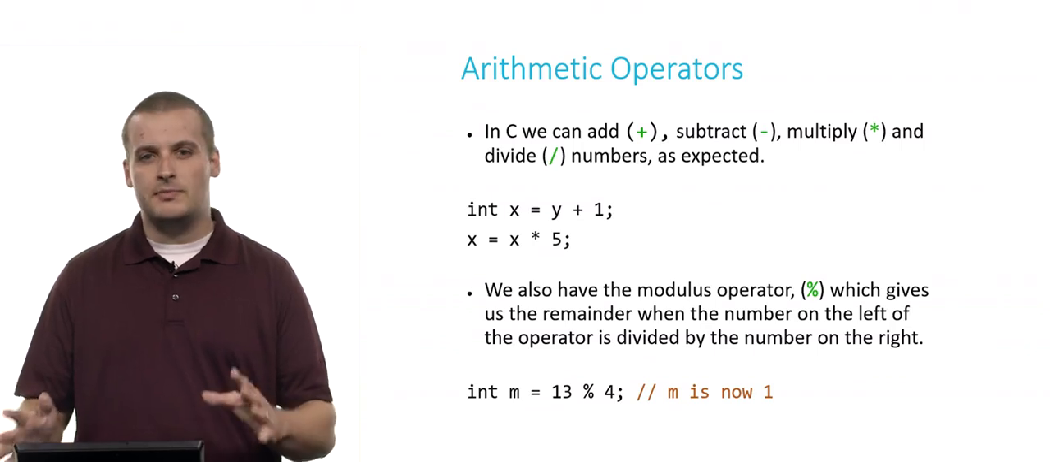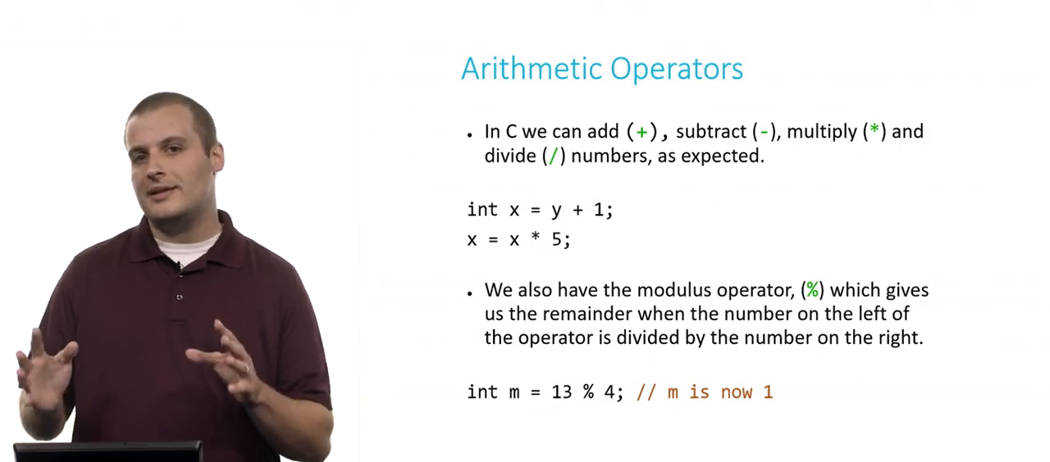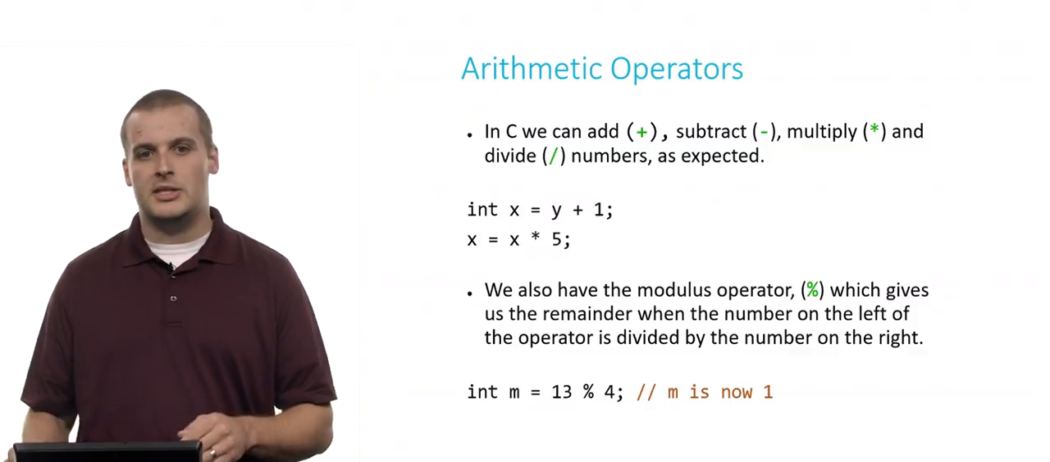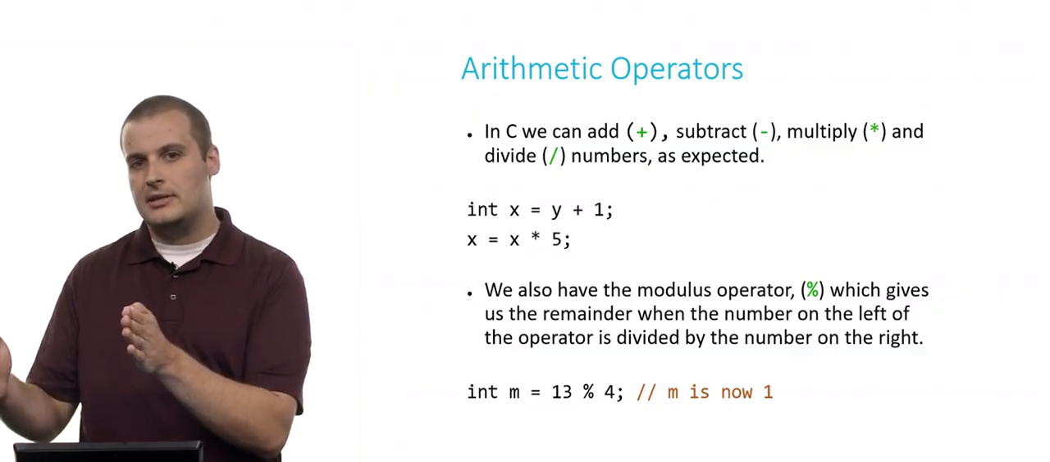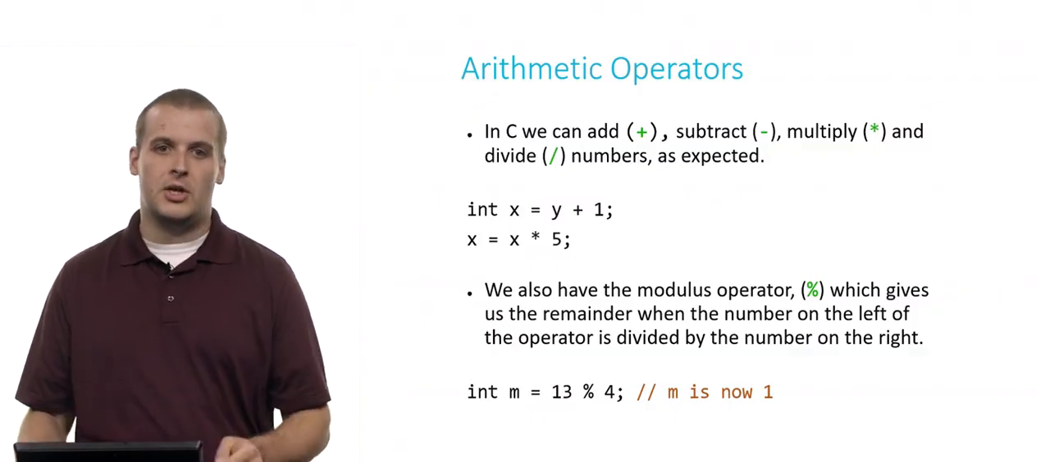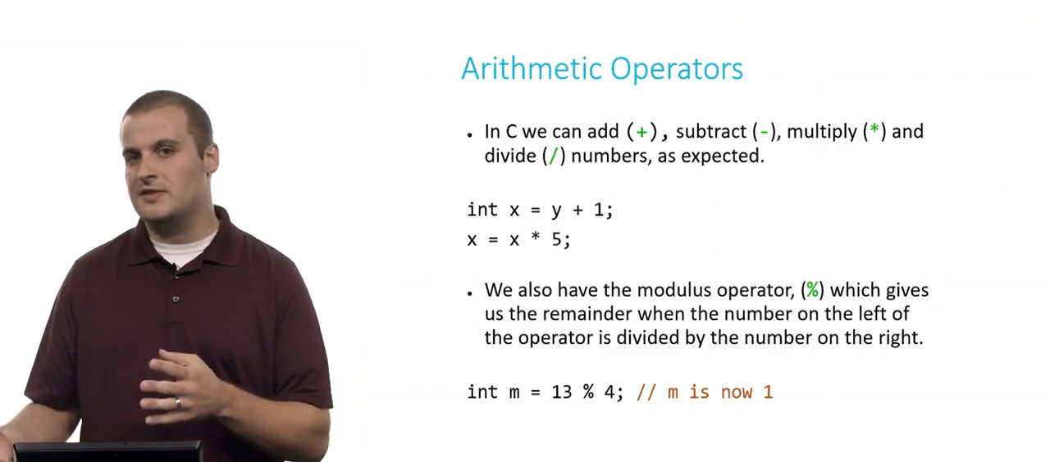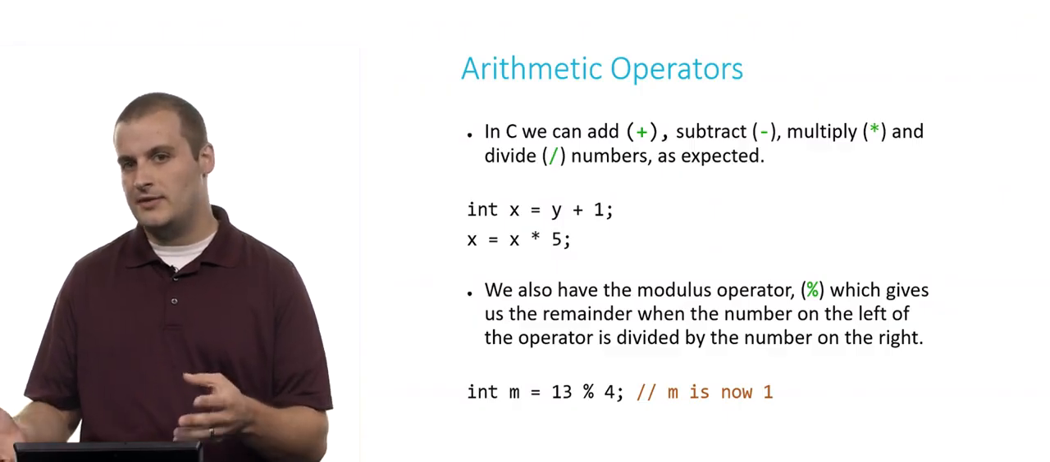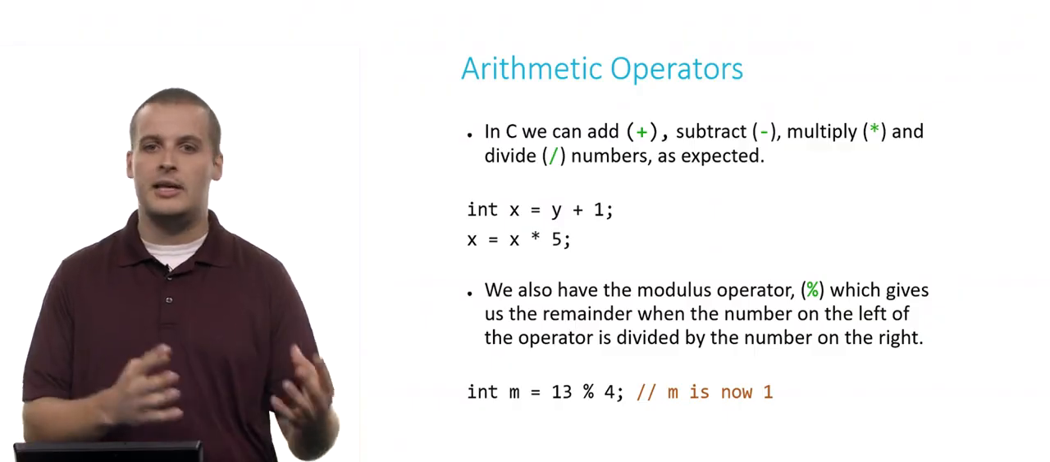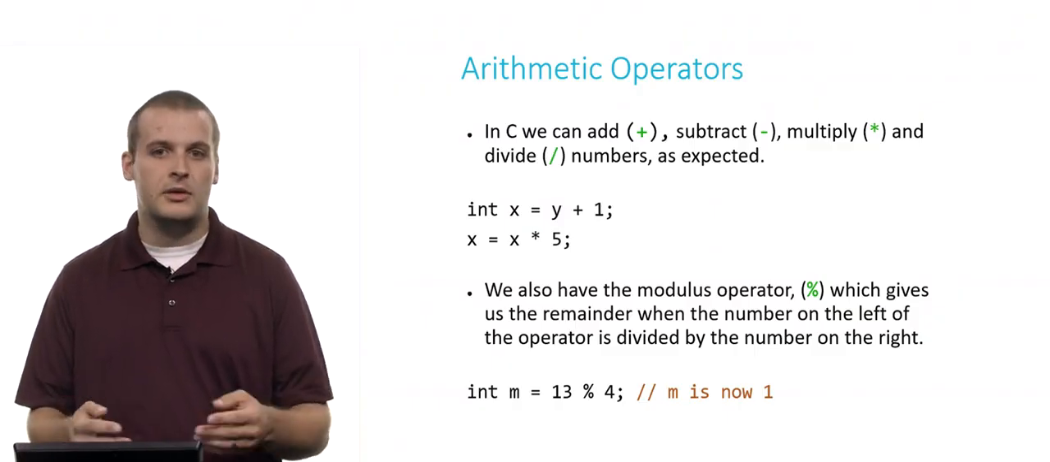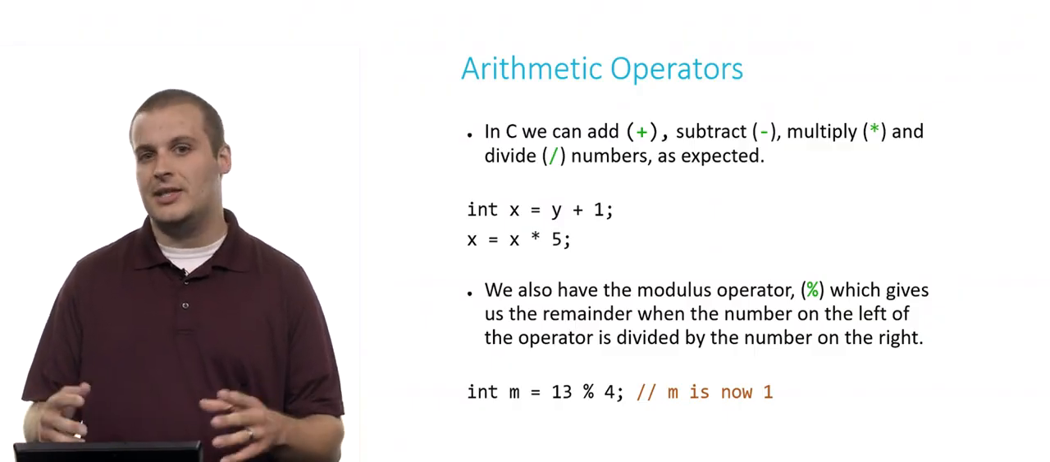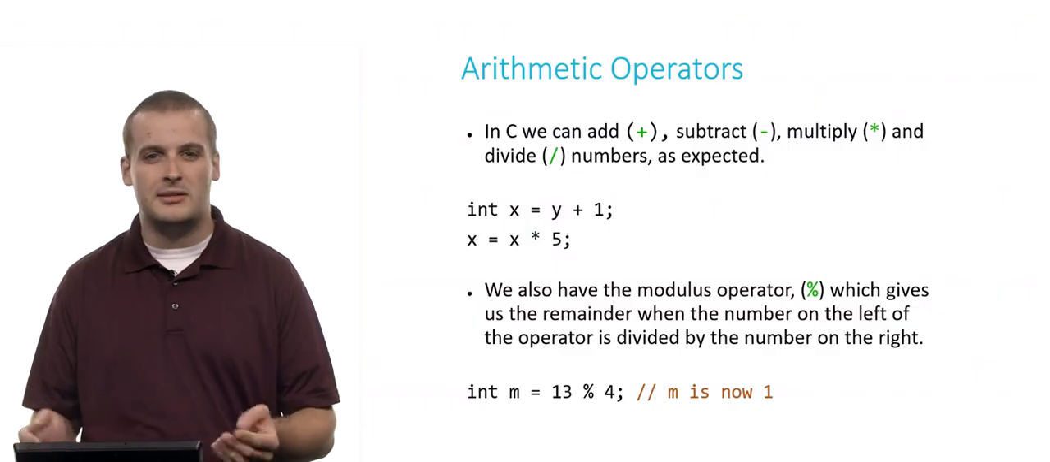Now, it's maybe a little confusing, but the way that assignment works in C is the value on the right gets assigned to the variable on the left. So first we evaluate x times 5. So 11 times 5 is 55. And then we store that value in x. The 11 that was there before is now overwritten, and so x's value is now 55. Hopefully that's fairly straightforward.